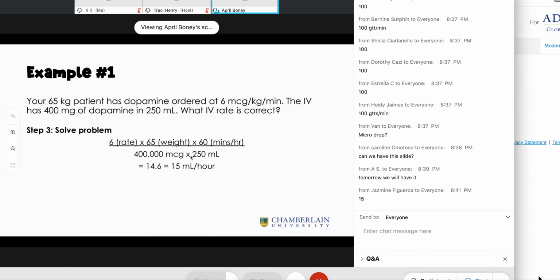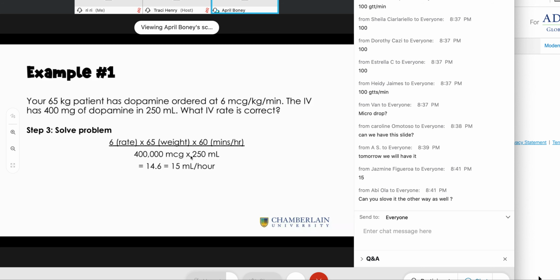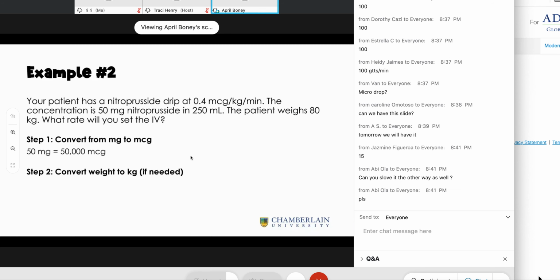This critical care calculation seems to always confuse students when I teach it. So we're going to try a couple of examples, but really if you can wrap your head around what's going on, it's really not any harder than what we've been doing. It's just a few more numbers. Let's look at this one. Now we have a nitroprusside drip at 0.4 micrograms per kilogram per minute. The concentration is 50 milligrams nitroprusside in 250 milliliters. The patient weighs 80 kilograms, and we have to set our IV rate, so milliliters per hour.